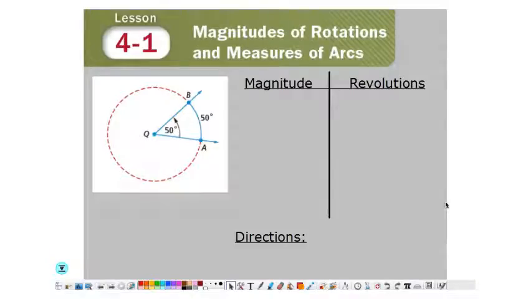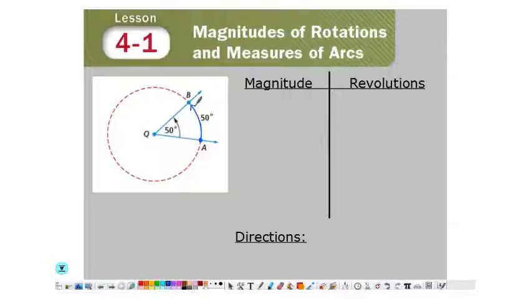Okay, so we're finally starting chapter 4 and we're finally getting into the trig part of our trig class. So we're going to start by talking about angles and rotations. When we're talking about rotations, we're talking about moving from one point, such as point A, around a circle to point B. We have two different ways of describing this.